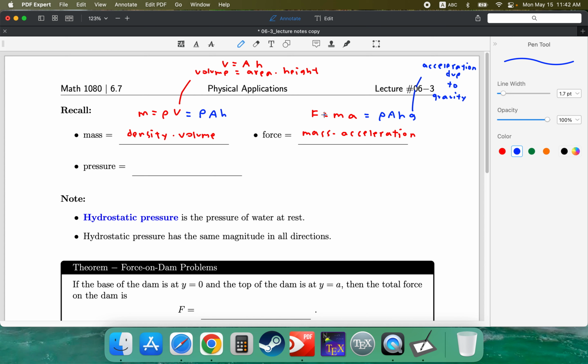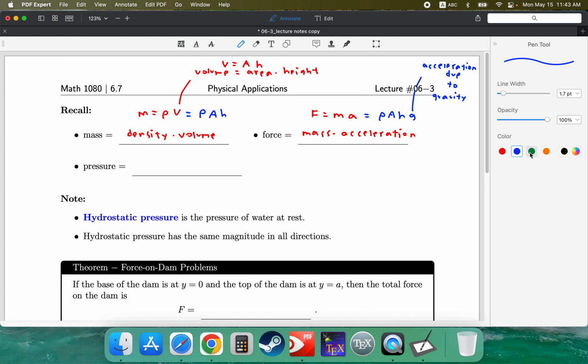Okay, so you can see that I didn't memorize F equals rho AHG. No, instead I use these three equations. Okay, m equals rho times v, v equals a times h, f equals m times a. I use these three equations to create a new expression. Okay, and we will use that later.